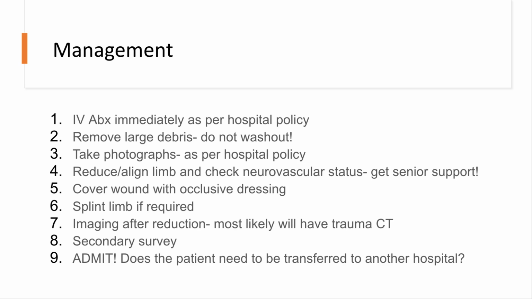Then the fracture will need to be reduced, which will most likely require senior support. Whenever you reduce a limb, you need to check their neurovascular status. The wound should be covered with an occlusive dressing, and after the limb is aligned, they might need splinting. And after aligning a fracture, as always, you need to get imaging after the reduction.